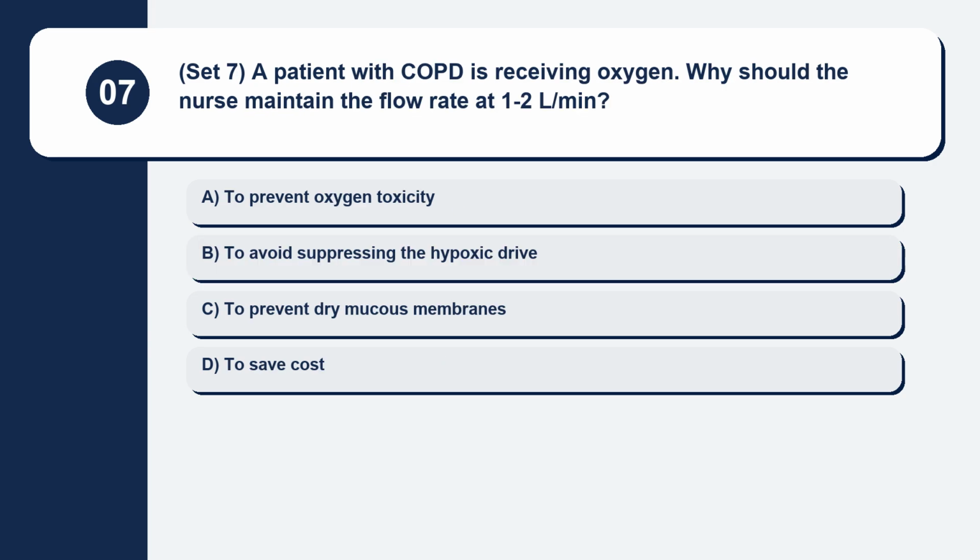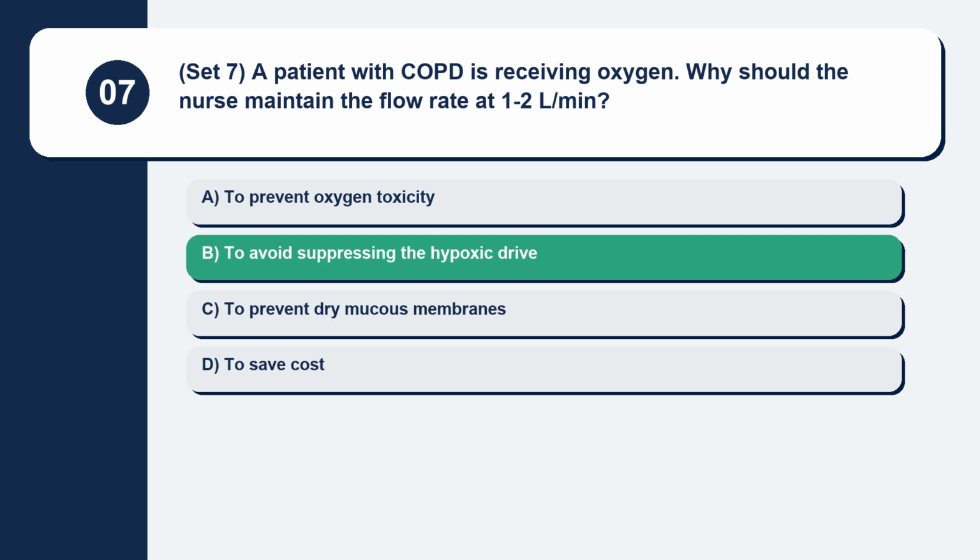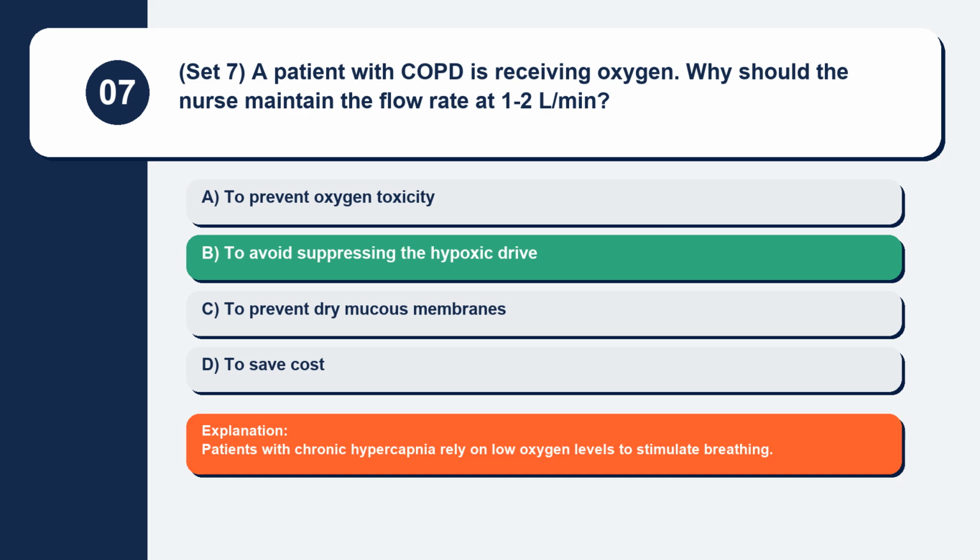Question 7. Set 7. A patient with COPD is receiving oxygen. Why should the nurse maintain the flow rate at 1 to 2 L/min? To prevent oxygen toxicity. To avoid suppressing the hypoxic drive. To prevent dry mucous membranes. To save cost. Patients with chronic hypercapnia rely on low oxygen levels to stimulate breathing.